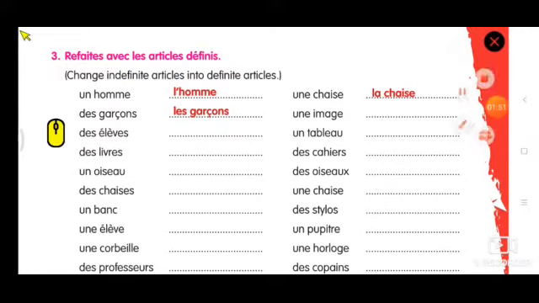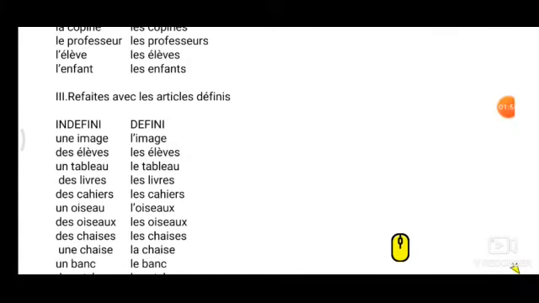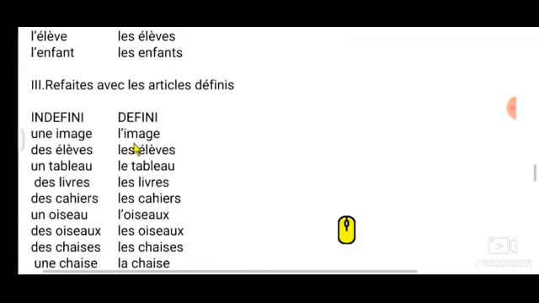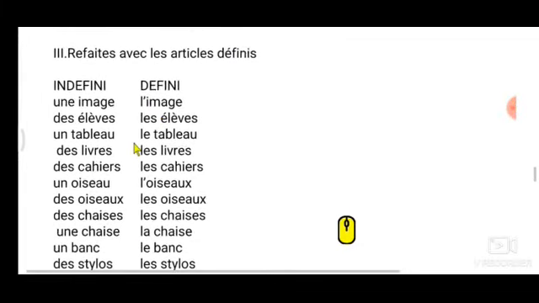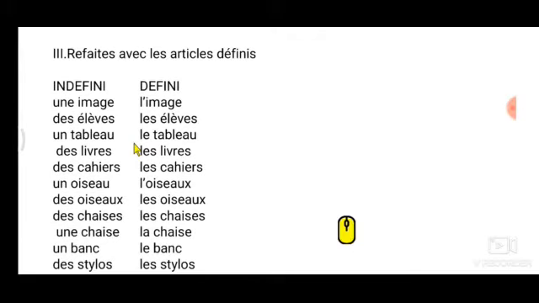Here we are, l'article indéfini et défini. This is the answer key for exercise number 3. I'll discuss this one by one, then slowly we'll go to exercise number 5, and then we'll see numbers. Are you ready? The first and foremost rule is that the words are given in indéfini, and we have to convert them into défini. Indéfini means indefinite article, défini is definite article.